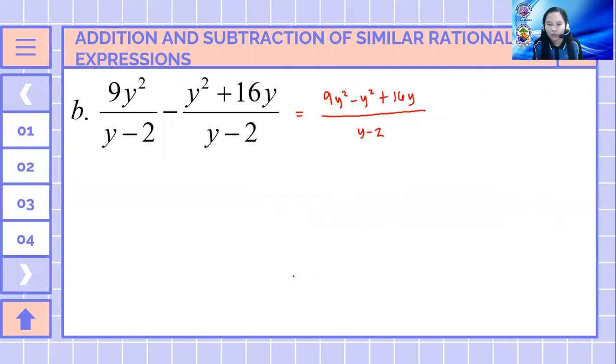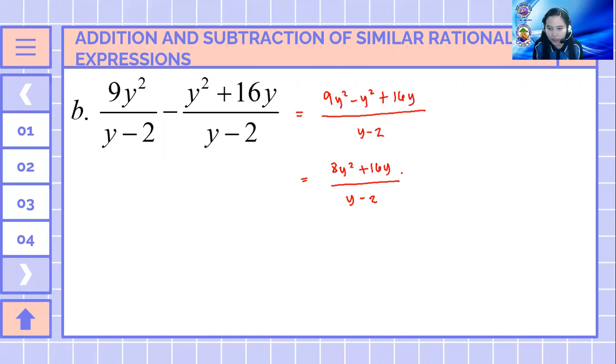And then we have to subtract the similar terms or like terms. We have 9y squared minus y squared. That is equal to 8y squared plus 16y over y minus 2. Is this the final answer? No, because we can still find its lowest term by factoring.